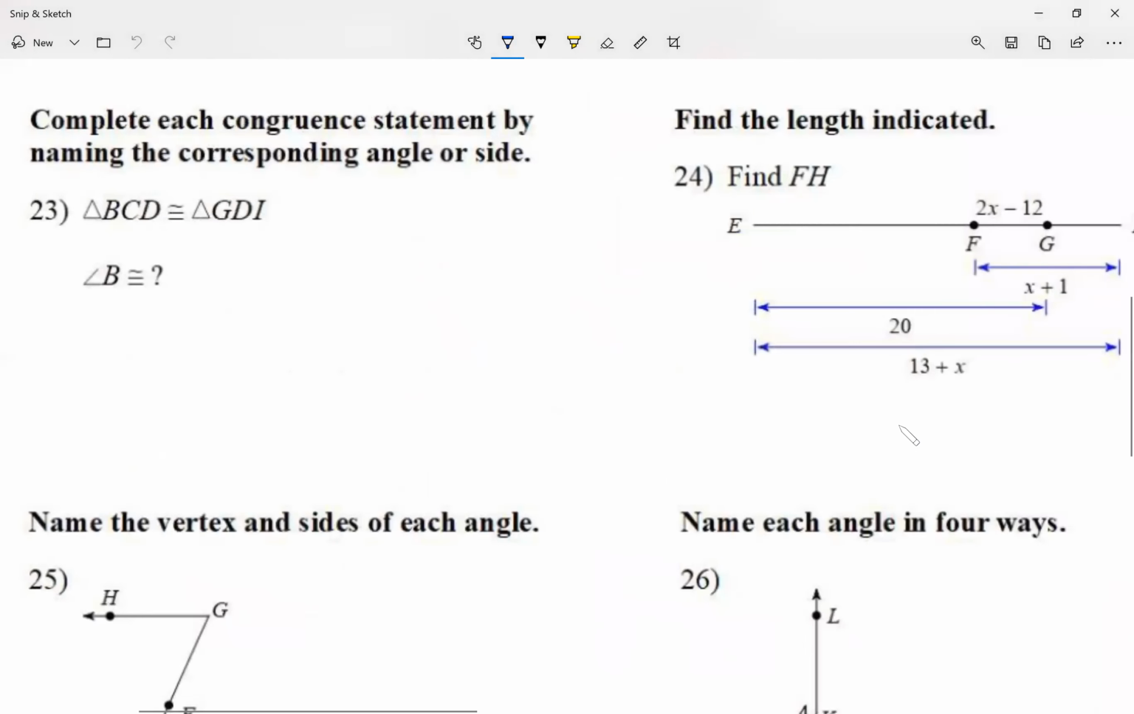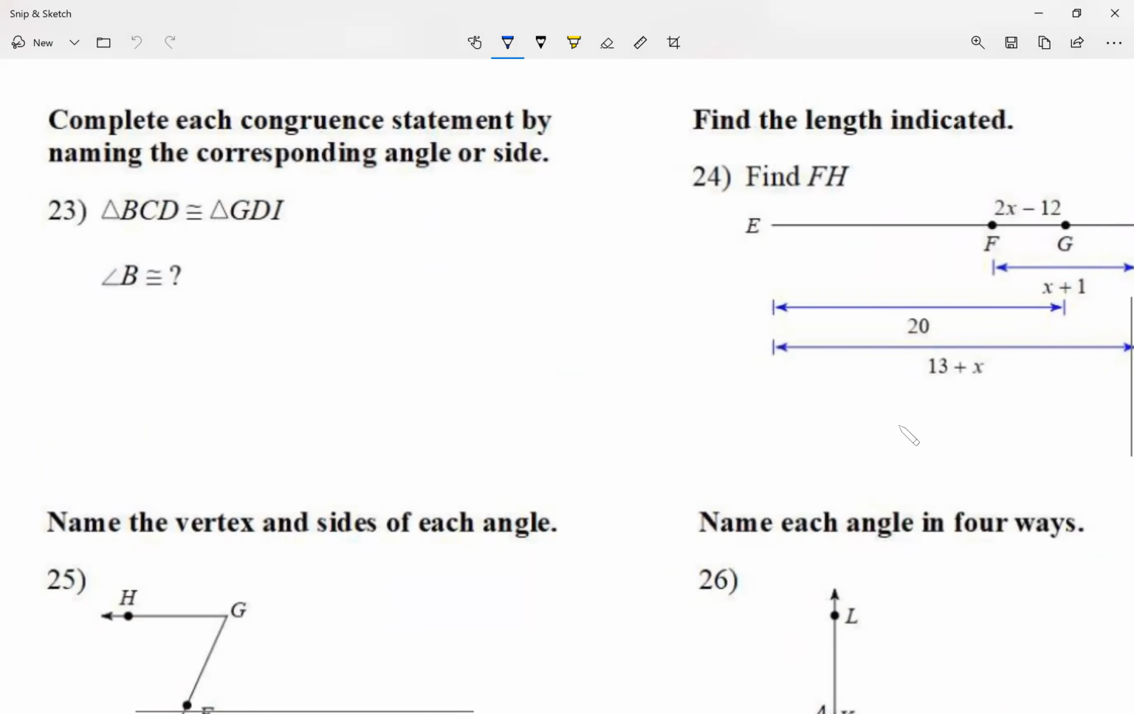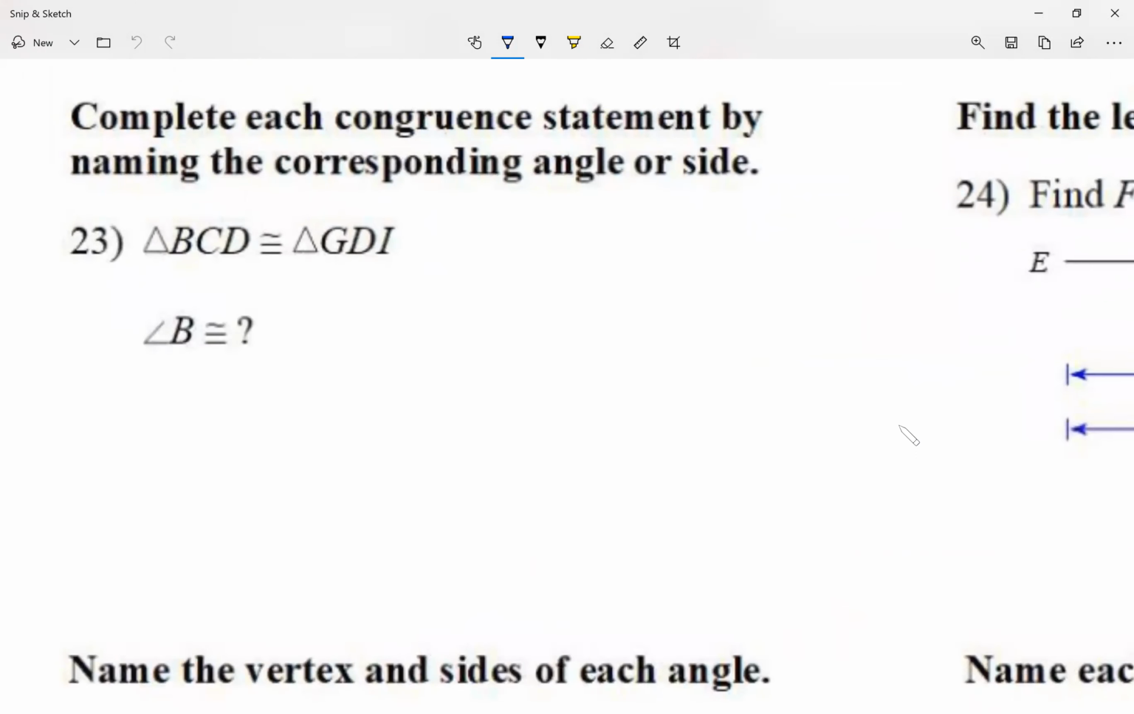So we started by completing a congruent statement, right? Congruent statement means things are equal. Two things, either two sides are equal, two angles are equal. I can even say two chairs are congruent, right? They're the same shape, same size. So complete each congruent statement by naming the corresponding angle or side.